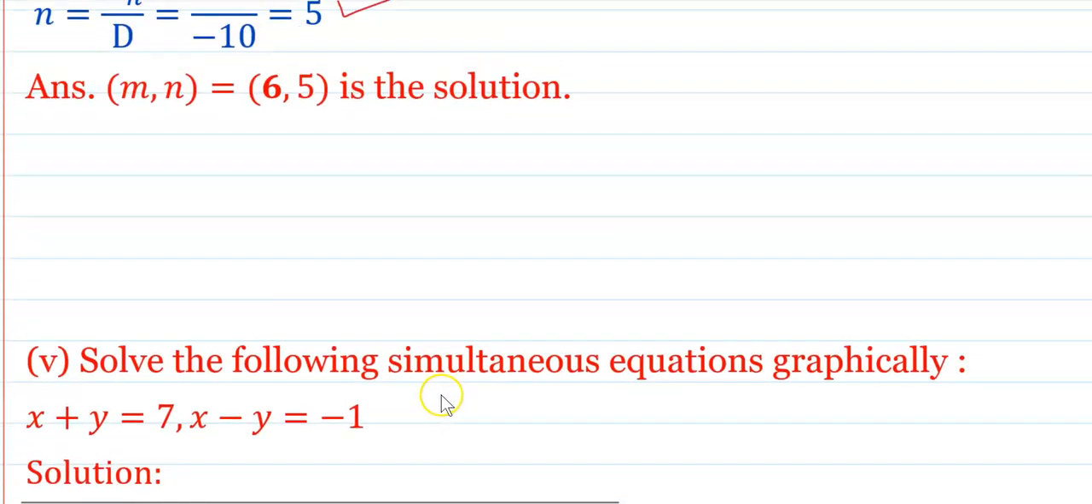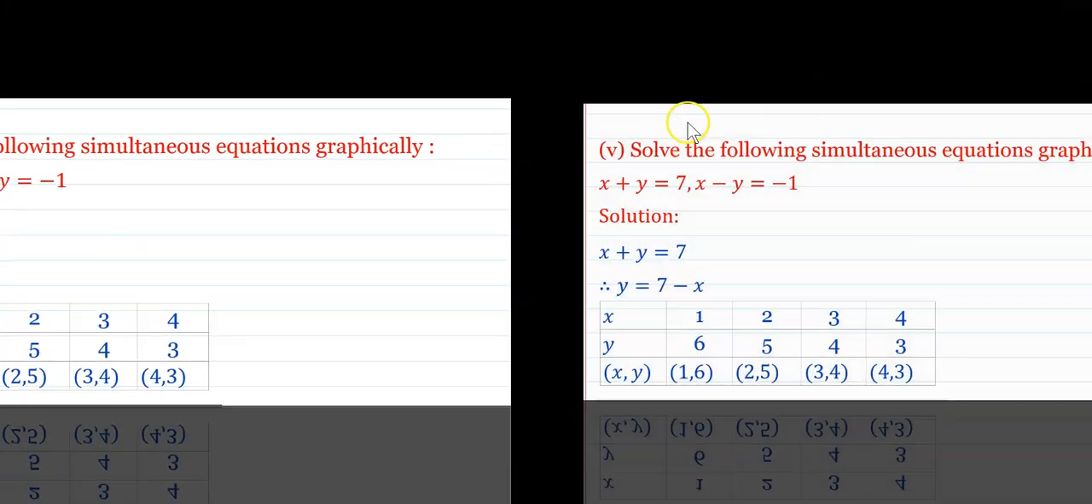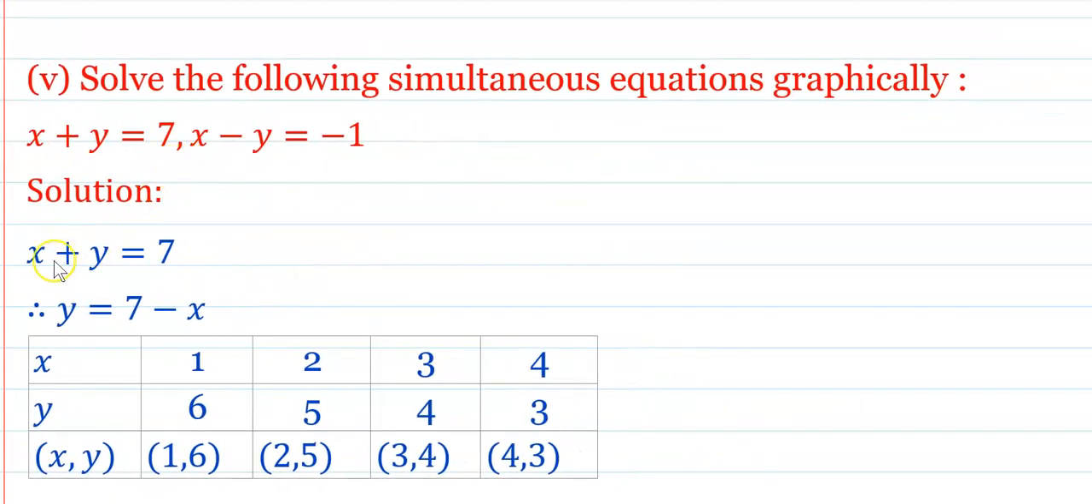Now the next question. Solve the following simultaneous equation graphically. x plus y is equals to 7. x minus y is equals to minus 1. Now x plus y is equals to 7 can be written as y is equals to 7 minus x. When x is equals to 1, y is 6. When x is equals to 2, y is 5. When x is equals to 3, y is 4. When x is equals to 4, y is 3. And hence these are the points: 1, 6, 2, 5, 3, 4, 4, 3.